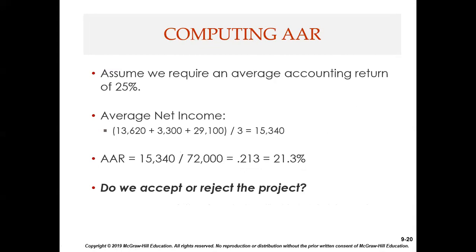So add those 3 together, divide by 3. So the average net income over the time of this project, $15,340. The average book value is $72,000. Now the company wants a 25% return. This will only provide for a 21.3%. So we would reject this project based on the average accounting return.